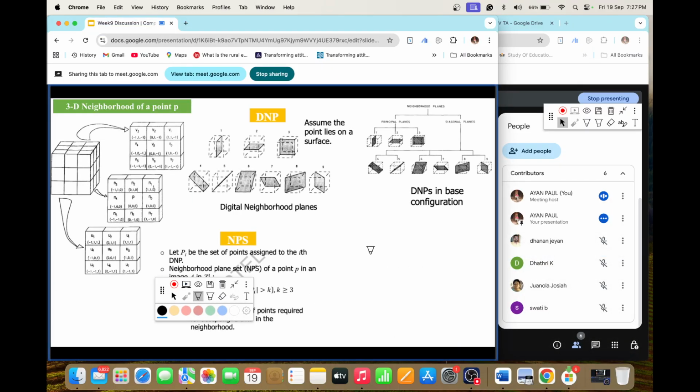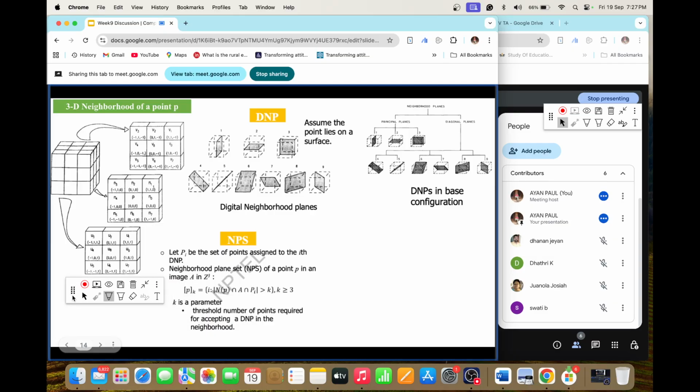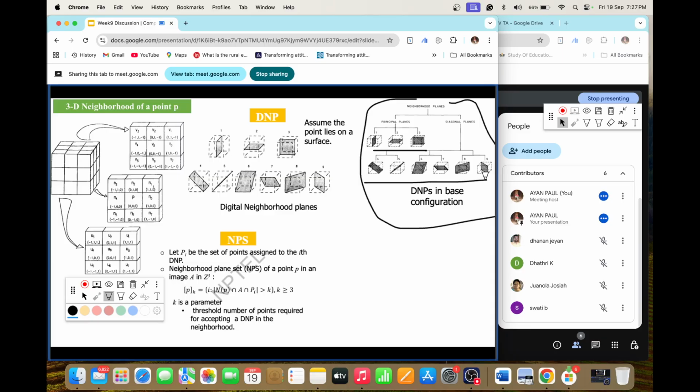So we have this digital neighborhood plane. You can just read this out, but this is important. Different plane configurations: generally we have three principal planes, the xy plane, yz plane, and zx plane. Then we have diagonal planes, six diagonal planes. So this is the DNP base configuration.